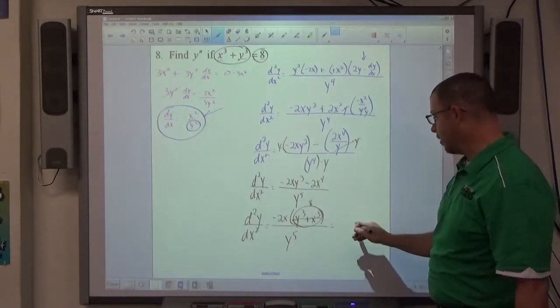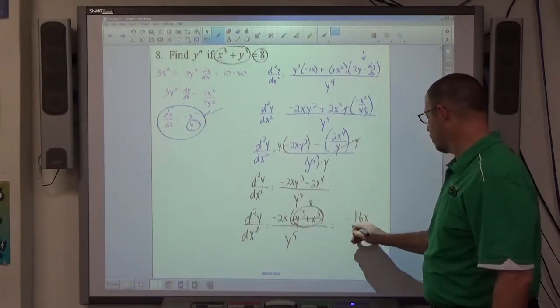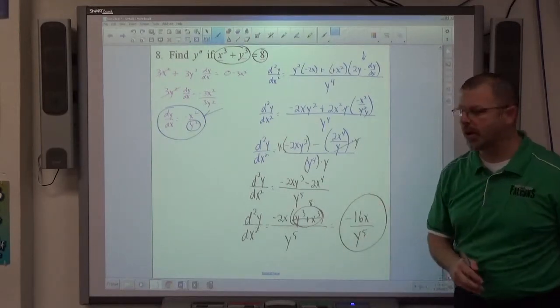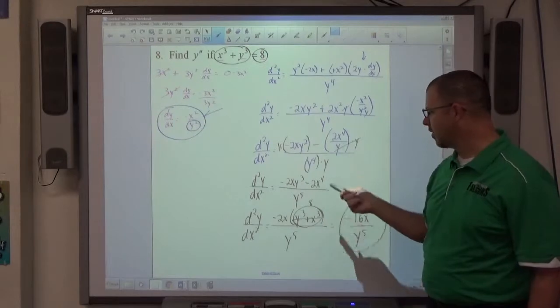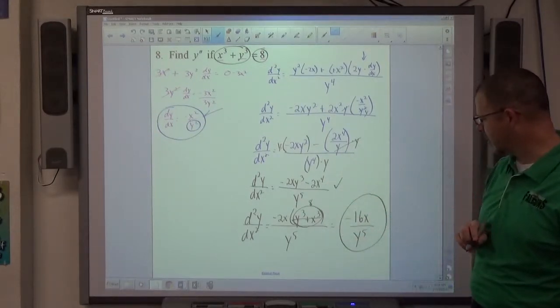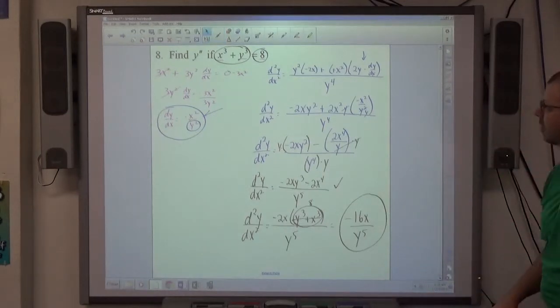So the best answer here is negative 16x over y to the fifth. And I would expect you to get down to that level to get full credit. Out of 8 points I'd probably give you for this answer, I'd probably give you 6 of the 8 points. I expect that last step to be done, get down to the best final answer to get the full credit on that one.